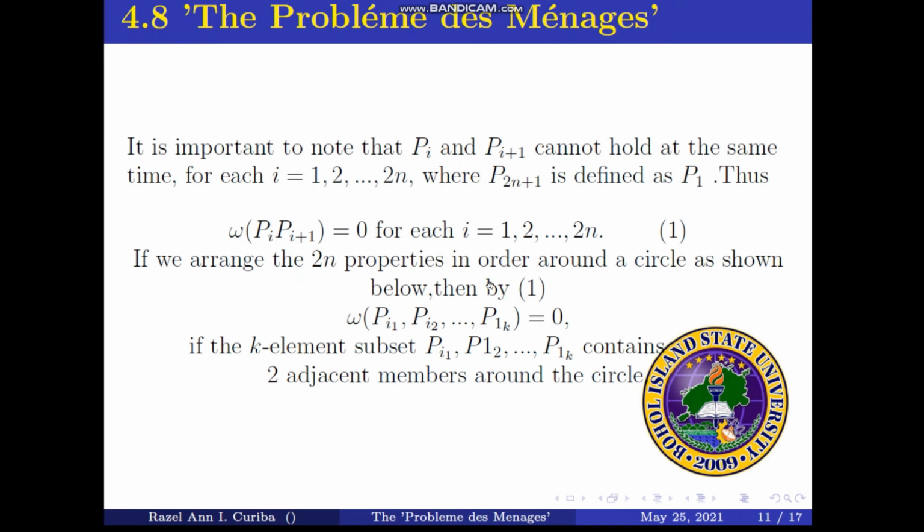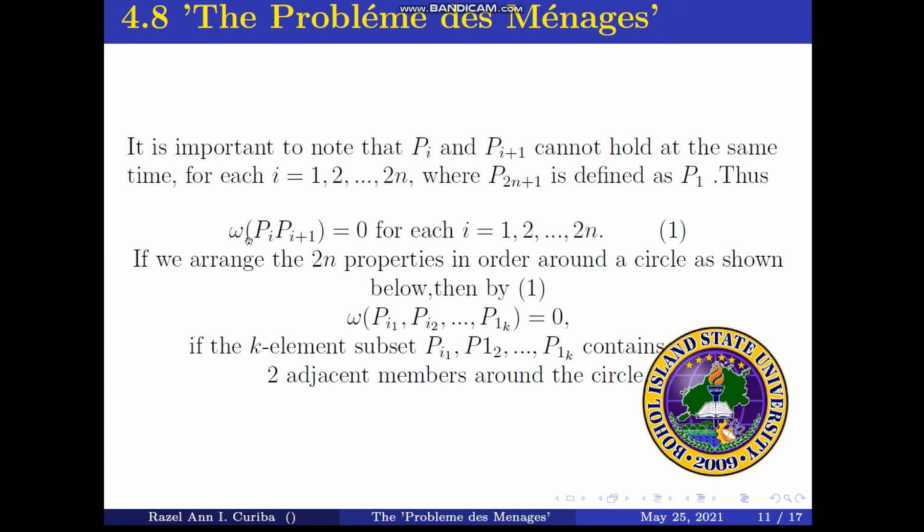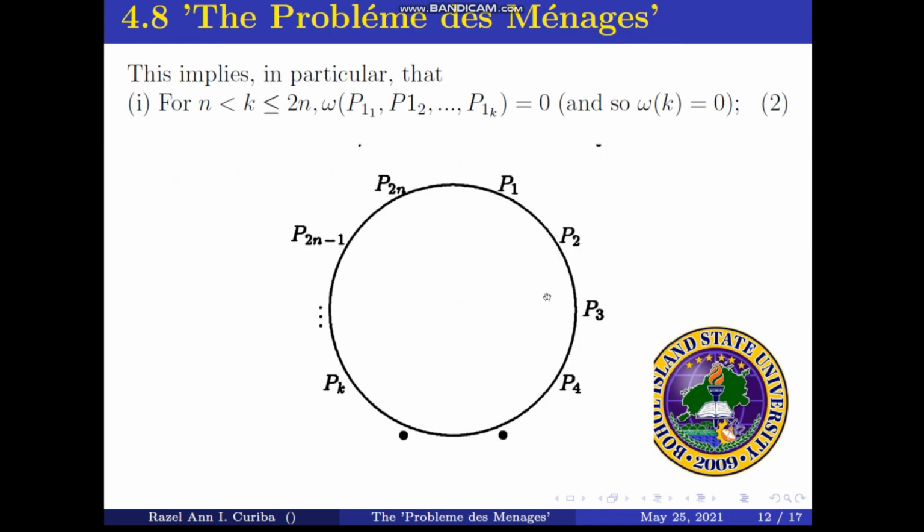If we arrange the 2n properties in order around a circle, as shown here, then by the first equation, if the k-element subset P sub i1, P sub i2 up to P sub ik contains two adjacent members around the circle, this implies in particular that, number 1, for k greater than n but less than or equal to 2n, we have omega of P sub i1, P sub i2 up to P sub ik is equal to 0, and so omega sub k is equal to 0.